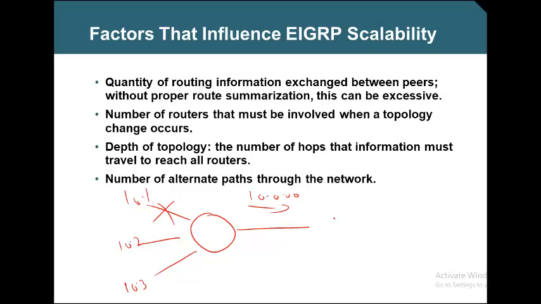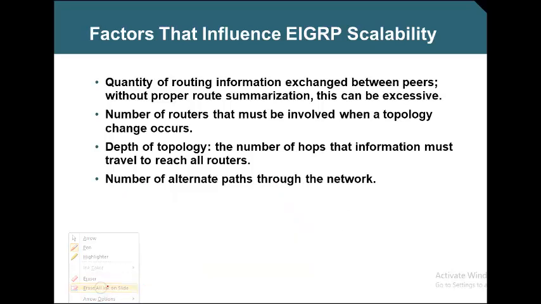Not only using summarization, there are various ways in which you can reduce the number of routers that will get impacted when a topology change occurs. One way is summarization, which you already know. There is another way which we will be seeing on the next page. But before that, depth of the topology. Same point actually. Number of hops that the information must reach.